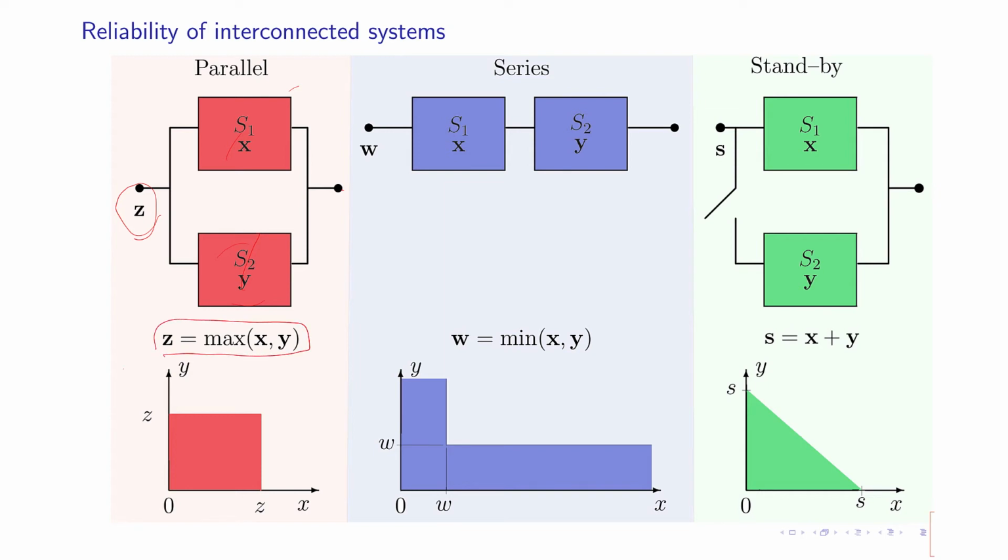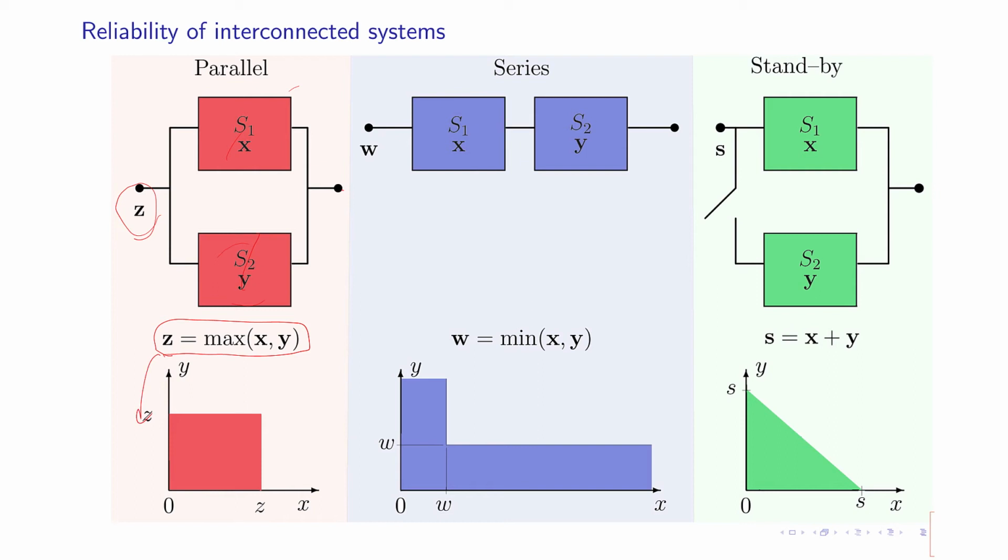So if you have two systems which are interconnected in a way that if either of them is working, the system works, I define my random variable Z. So you have to consider the distribution of Z for calculating the reliability.